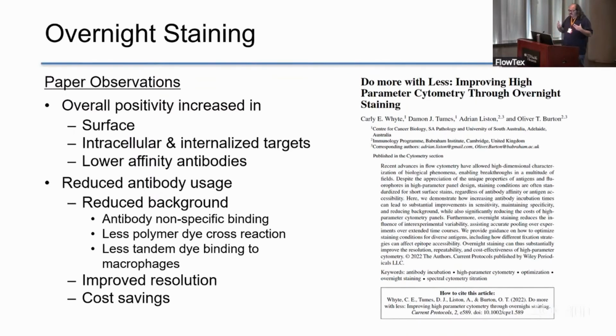And so whenever you reduce antibody usage, you will get lots of beneficial things. You get a lot less antibody nonspecific activity. You see less polymer dye reactions between themselves. And we also see less of a problem with tandem dyes reacting with macrophage. And I'm going to be showing all of this data. And of course, if you lower that background, you get improved resolution at the same time.